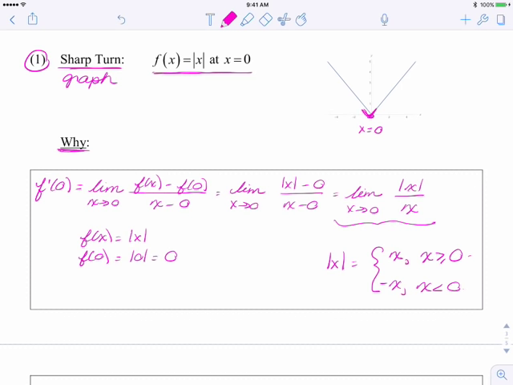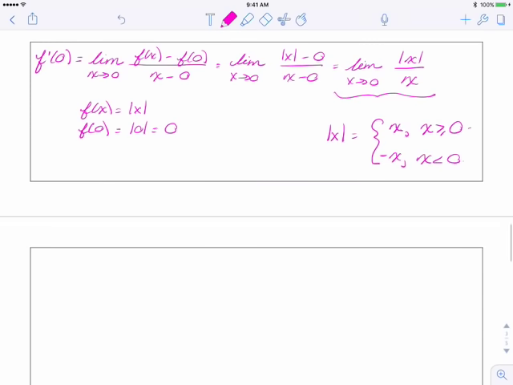Now this brings into the picture that when a limit exists, the limit from the left has to equal the limit from the right. The limit that we're evaluating is a two-sided limit. Because that numerator is different depending on what side of 0 we're on, we have to consider the limit from the left and the limit from the right.